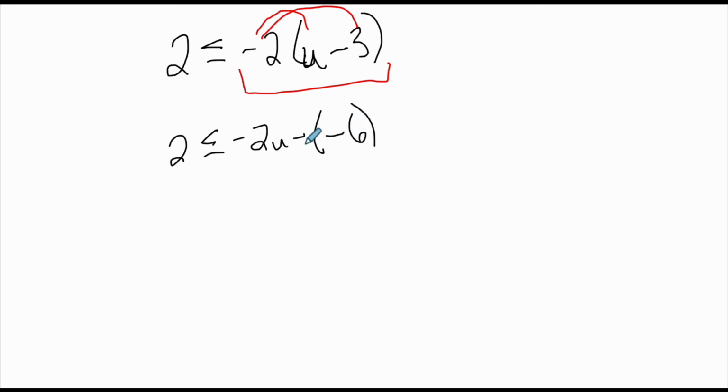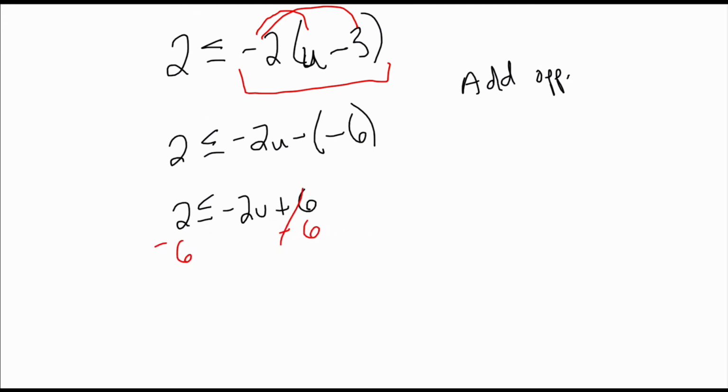But remember, when you have subtracting and a negative, you want to turn it into an addition problem, and you do that by adding the opposite. So this I'm going to rewrite as 2 is less than or equal to -2u plus 6. Why? I made it add, so addition, and then the opposite. Opposite of -6 is 6. My last steps are going to be to just use inverse operations here. So I'm going to subtract 6 from both sides. That's going to leave me with -4 is less than or equal to -2u.